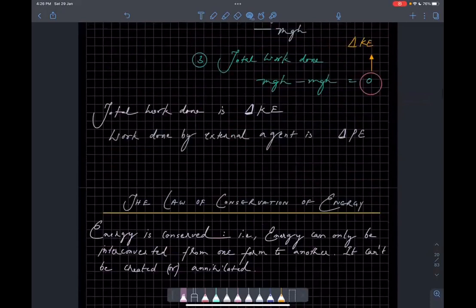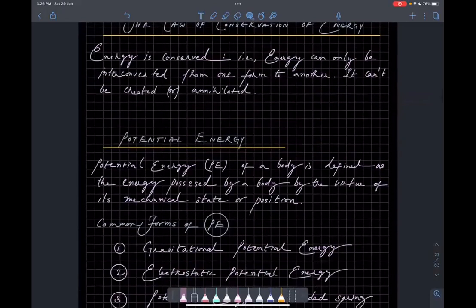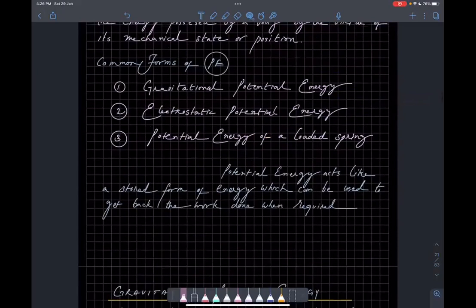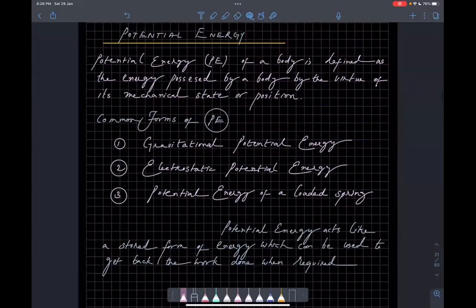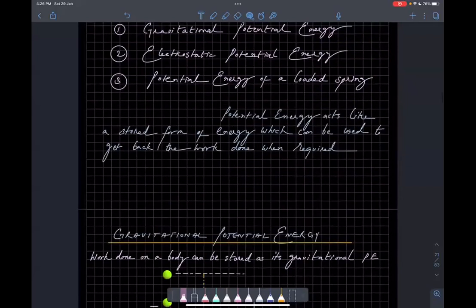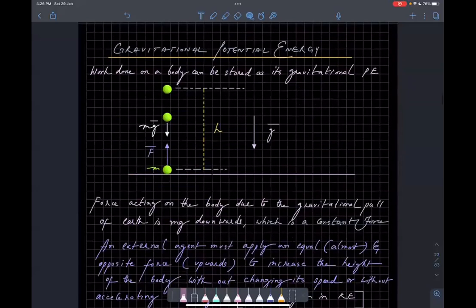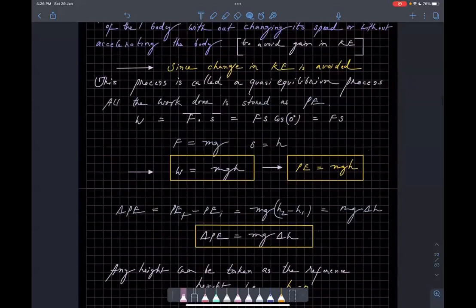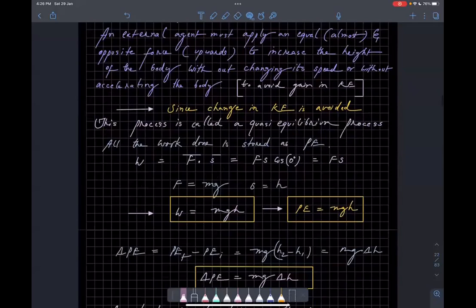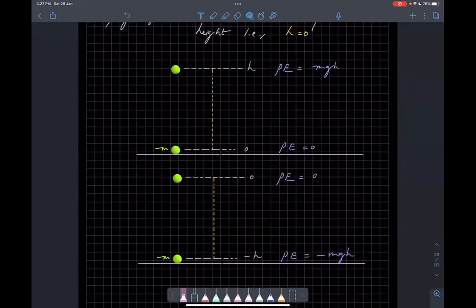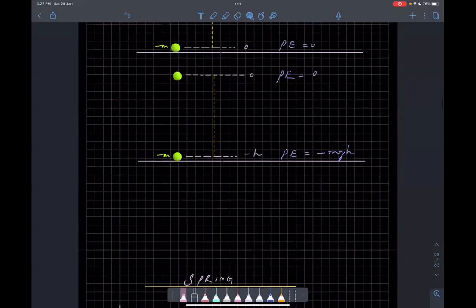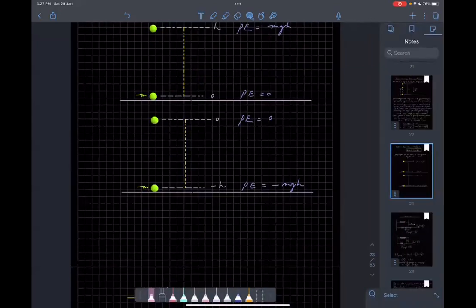Okay, clear? The law of conservation of energy says that net energy is constant for any system. Some common types of potential energies are gravitational potential energy, electrostatic potential energy, and potential energy of a loaded spring, which you have already seen, half kx square, right? Clear? So here that law of conservation of energy is given, and some explanation is given. You can just read that. I'll give you one problem, you do here.